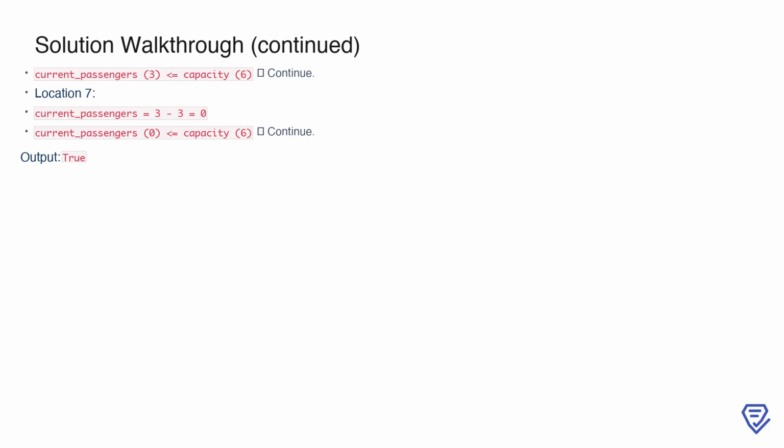At location 5, the drop-off for 2 passengers reduces the count to 4. At location 6, the drop-off for 1 passenger brings the count down to 3. Finally, at location 7, the drop-off for 3 passengers reduces the count to 0. Throughout this process, the current passenger count never exceeded the capacity of 6, so the output for this example is true. This demonstrates that the solution can effectively handle multiple overlapping trips by leveraging the event-based approach to track and validate passenger counts in chronological order.